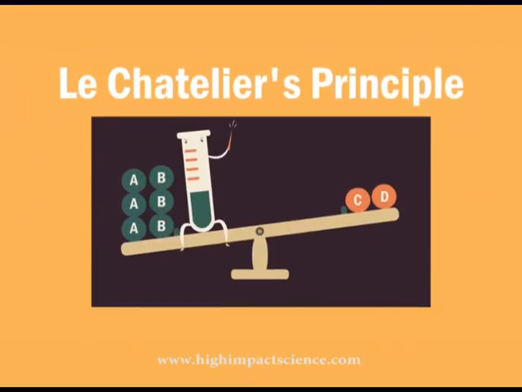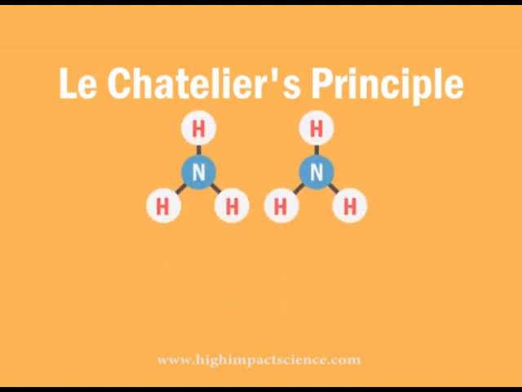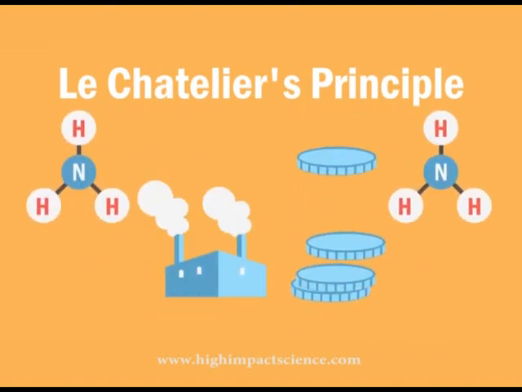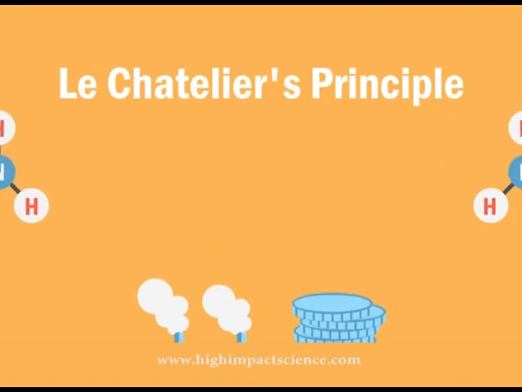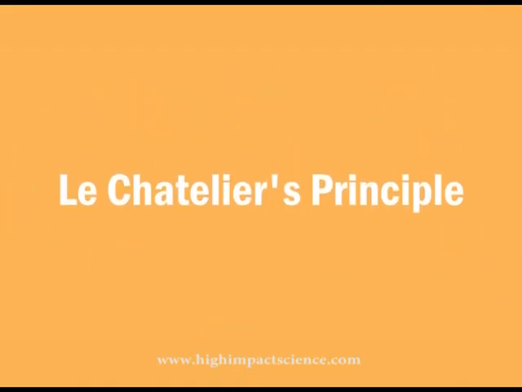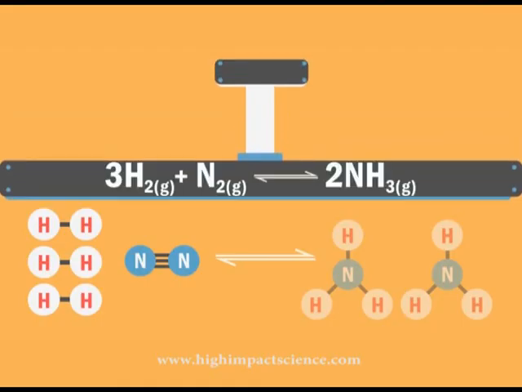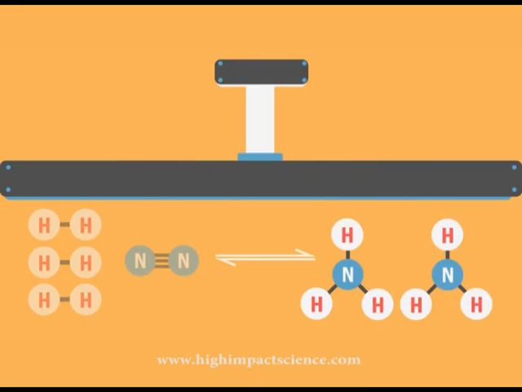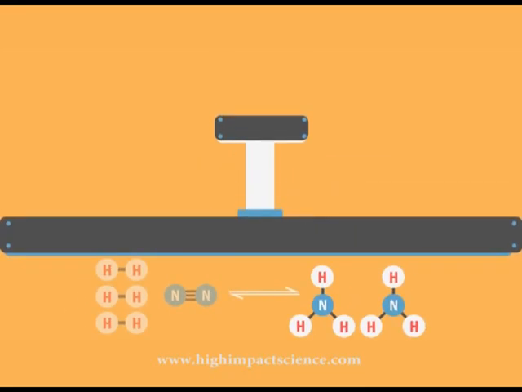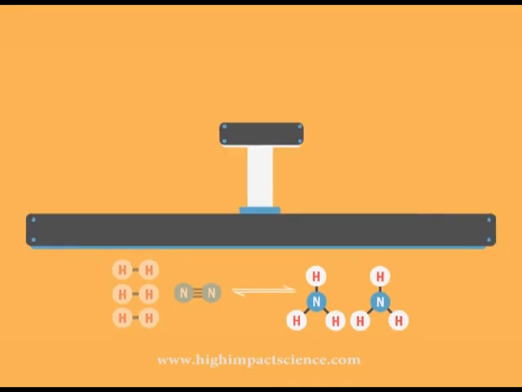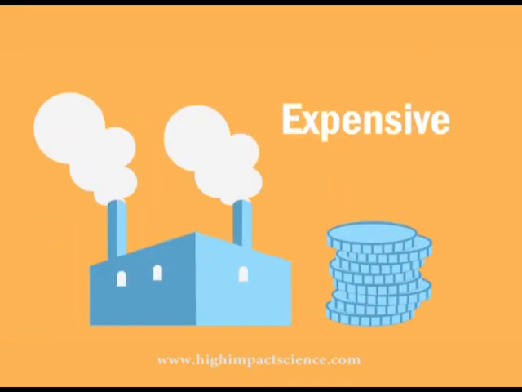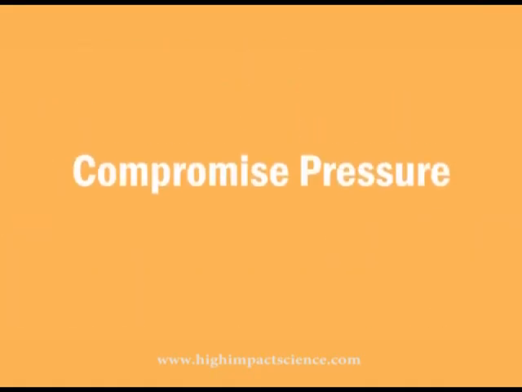The Haber process uses Le Chatelier's principle to maximize ammonia production while keeping operation and production costs in mind. Le Chatelier's principle tells us that increasing pressure will favor the side with fewer moles, in our case, the production of ammonia. It would therefore make sense to conduct the reaction at a very high pressure, but we must keep in mind that it is expensive to build and operate a plant that can withstand such high pressures. A compromise pressure of 200 atmospheres is used.